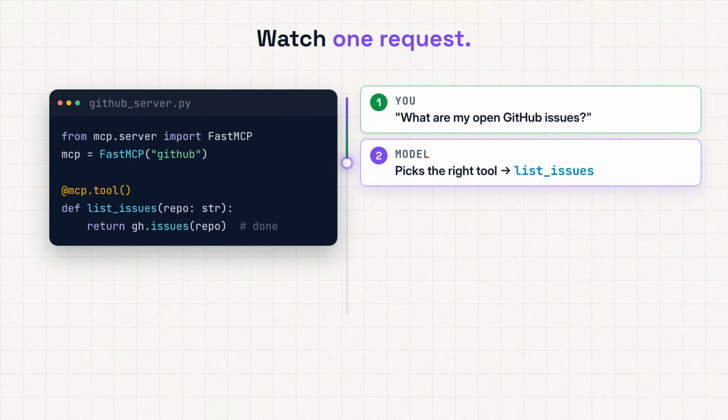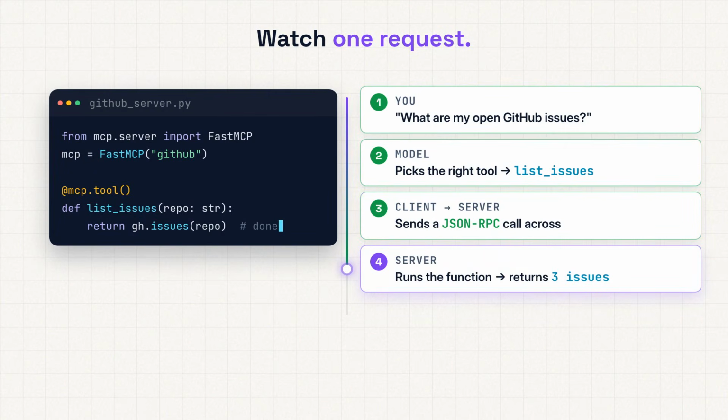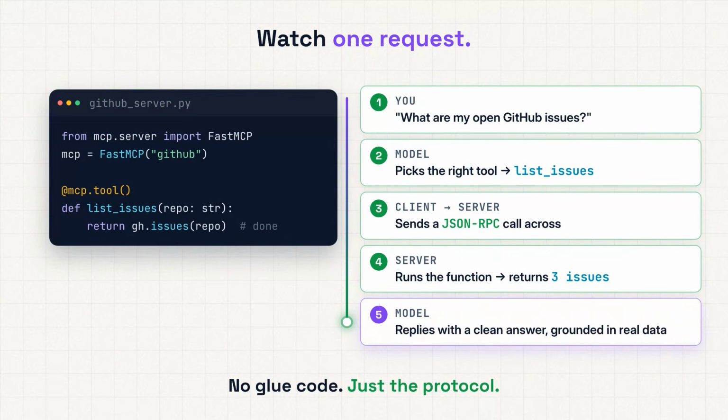The model checks the tools it discovered and picks list issues. The client packages that as a JSON RPC call and sends it across to the GitHub server. The server runs your actual function, hits the real GitHub API, and sends back 3 open issues. The model folds that data into a clean answer, no glue code, no custom adapter, just the protocol doing its job.